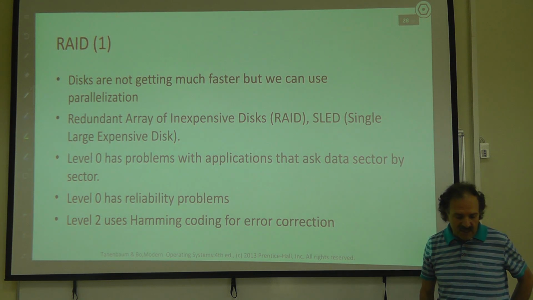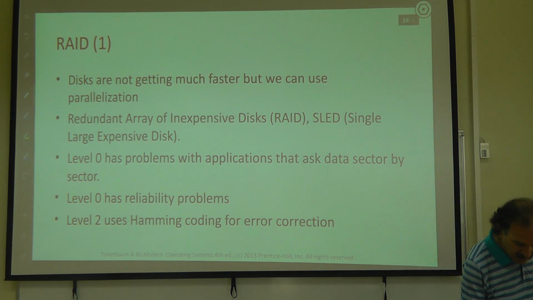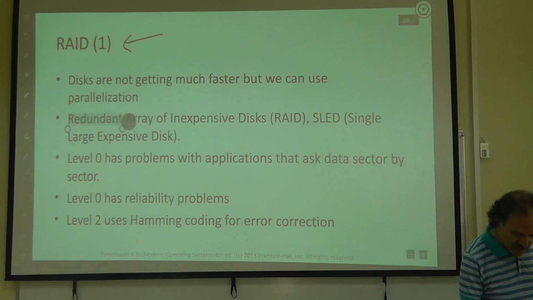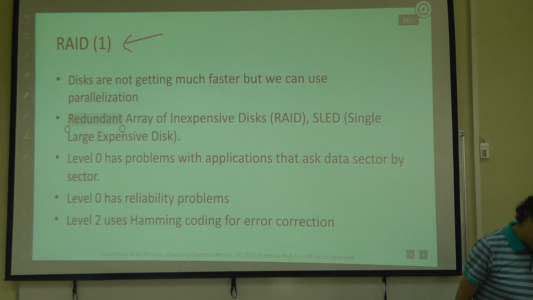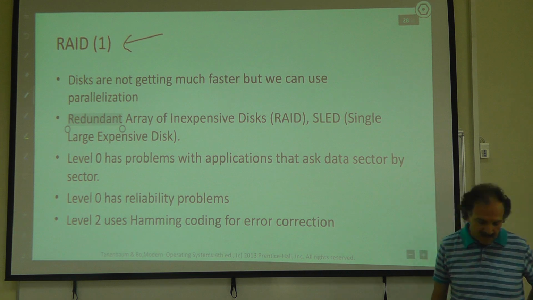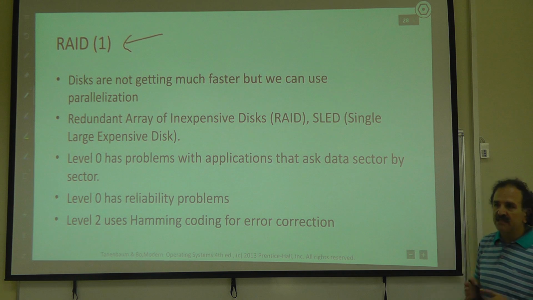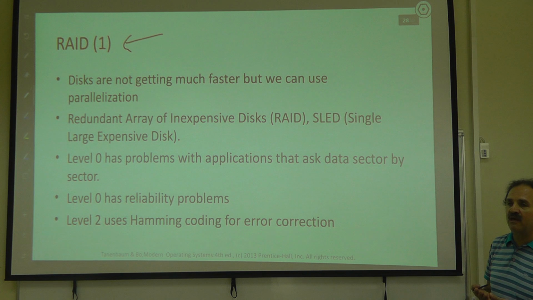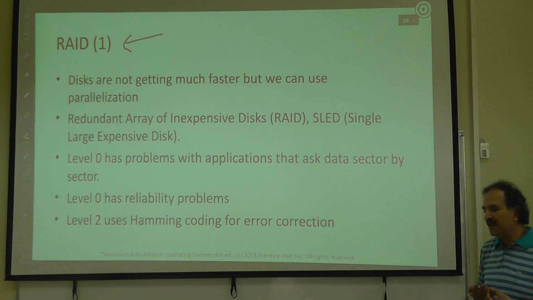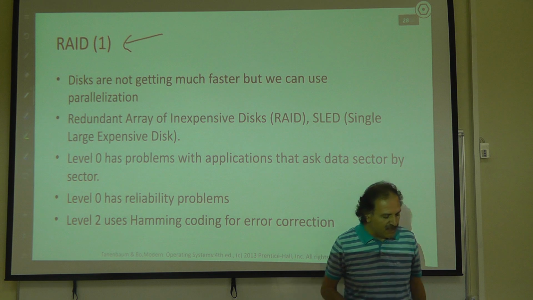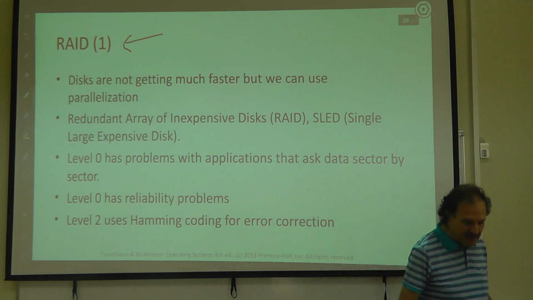Okay, related to the hard disks, there is this concept RAID, redundant array of inexpensive disks. People said that these are not getting much faster. So what are we going to do? If they are not getting much faster, then we should use parallelism, right? Use the disks in parallel.